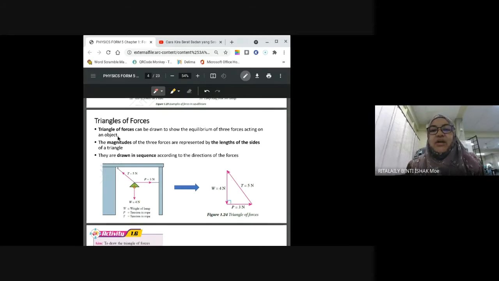This one is a triangle of force, drawn to show equilibrium of three forces acting on an object. The magnitudes of the three forces are represented by the lengths of the sides. Actually the method is the same as when we need to calculate the resultant force. For resultant force and also for force in equilibrium, when the forces are at a certain angle, the method is the same.